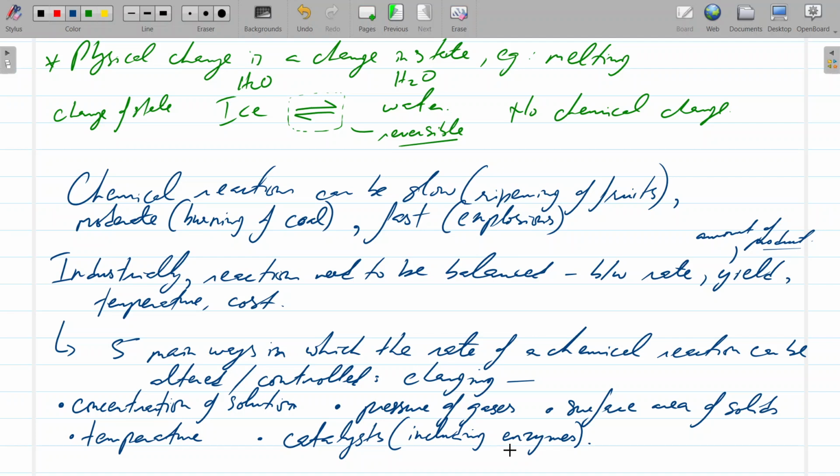So these are the five things: concentration of a solution, pressure of a gas, surface area of solids, temperature overall, and catalysts. These are things which can be used to alter the rate and control how the reaction is progressing. Now, before we get into any one of these, the first thing we want to talk about, to understand how each of these has an effect, is the collision theory.